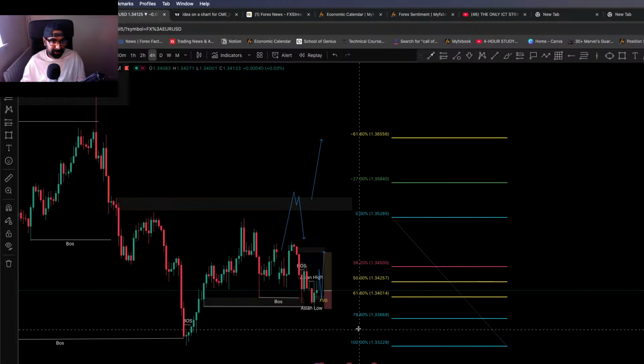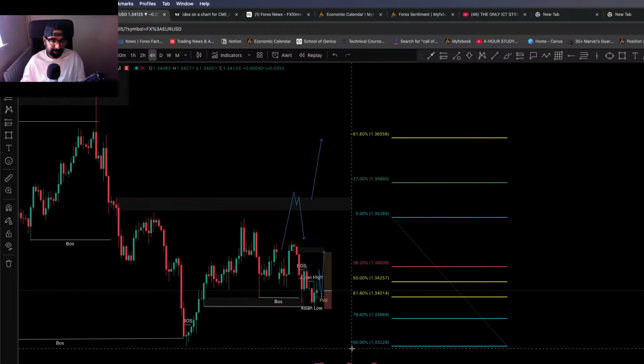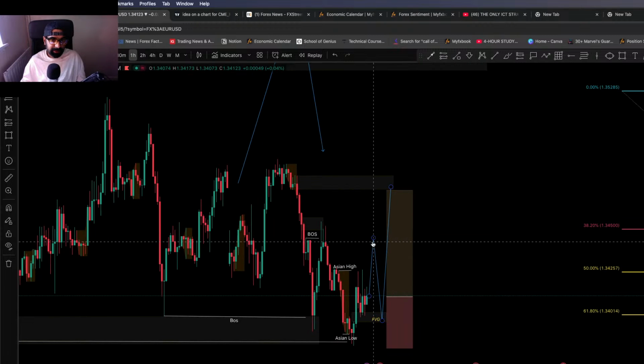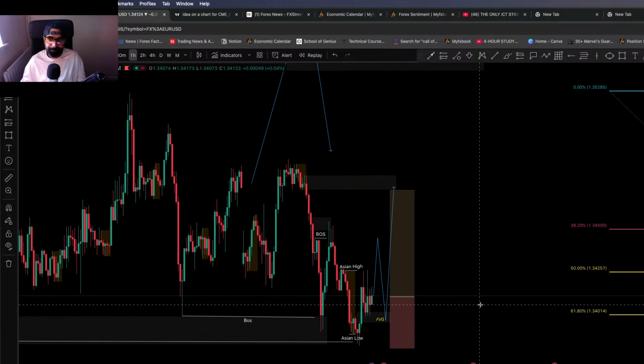But for now, it's not. It's a downtrend for now, but I can't see any candlestick patterns. But yeah, so that's there.